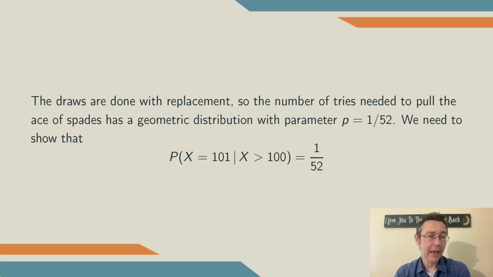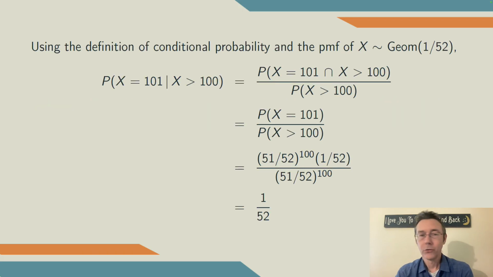So, if x is the number of draws needed until that first success, then we need to show that the probability that x equals 101, given that x is greater than 100, is 1 in 52, which is the probability that the ace of spades is drawn on the very first try. So we're going to use the definition of conditional probability, which says that the probability of A given B is the probability of A and B over the probability of B. That's what's happening here on that first line that you're seeing.